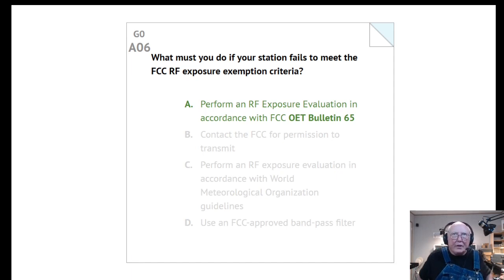And again, get somebody, an Elmer, to help you with this part. If you need it, get somebody to help you with the evaluation, the RF evaluation. Don't make it too hard, because it's not any harder than need be.